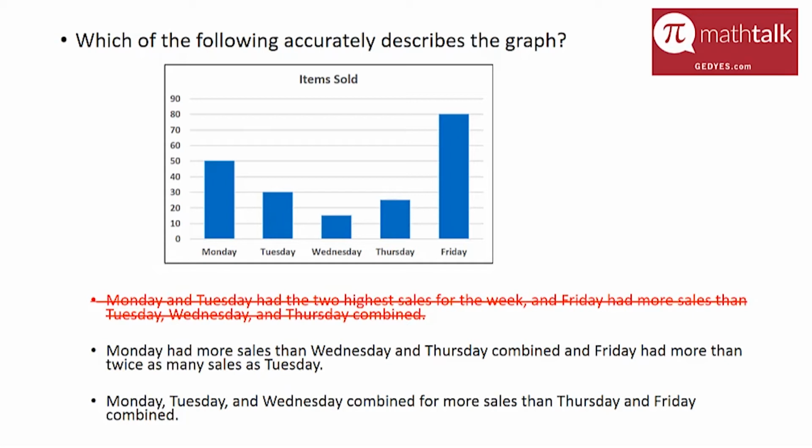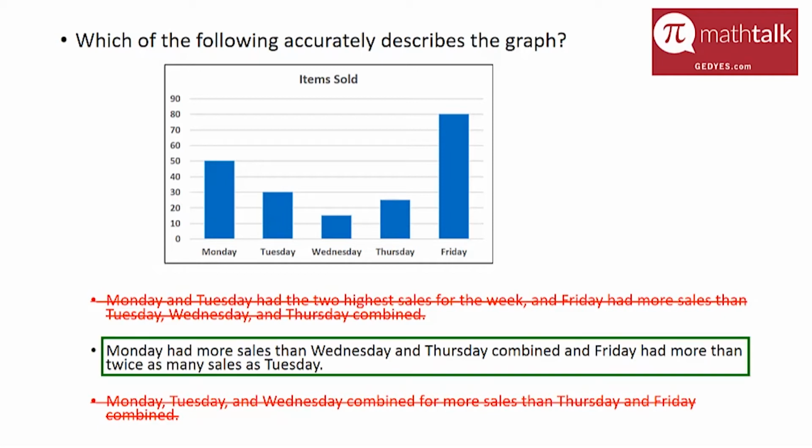Thursday and Friday combined, let's see, Thursday is 25 or so. Friday is 80. That's 105. So Monday, Tuesday, Wednesday is 95. Thursday, Friday is 105. Monday, Tuesday, and Wednesday is actually not more than Thursday and Friday combined, so that one's out. Which means, just like we thought, that middle description has to be the accurate description for the graph above.